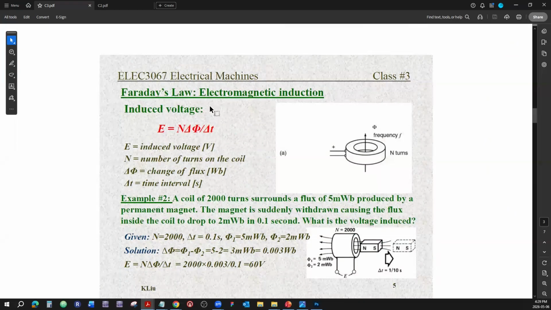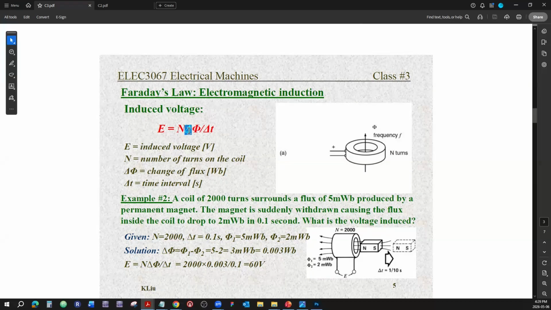All right, continuing on that, the voltage. Sometimes you're going to see a little minus sign on that. We're going to talk about that later. But let's just talk about the absolute value of this right now. So we have the induced voltage right here, and then we have the number of turns. More turns in the coil means more voltage induced. And here's the delta flux.